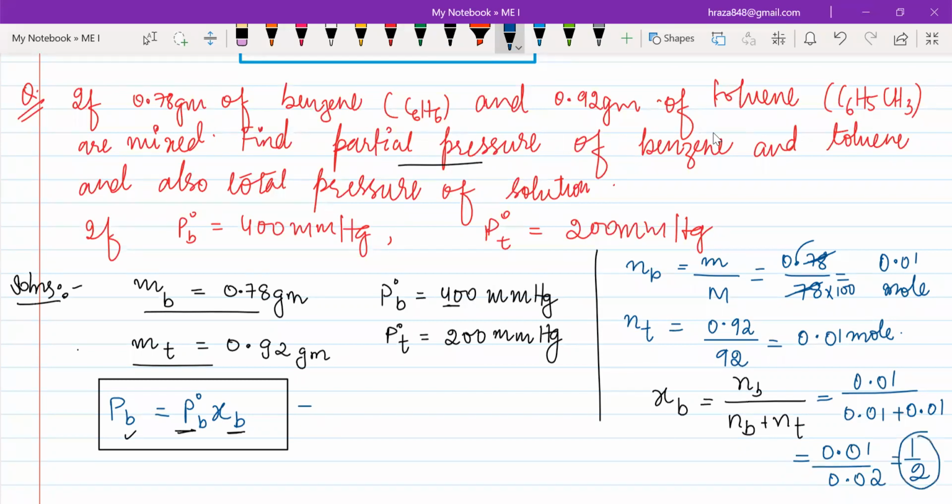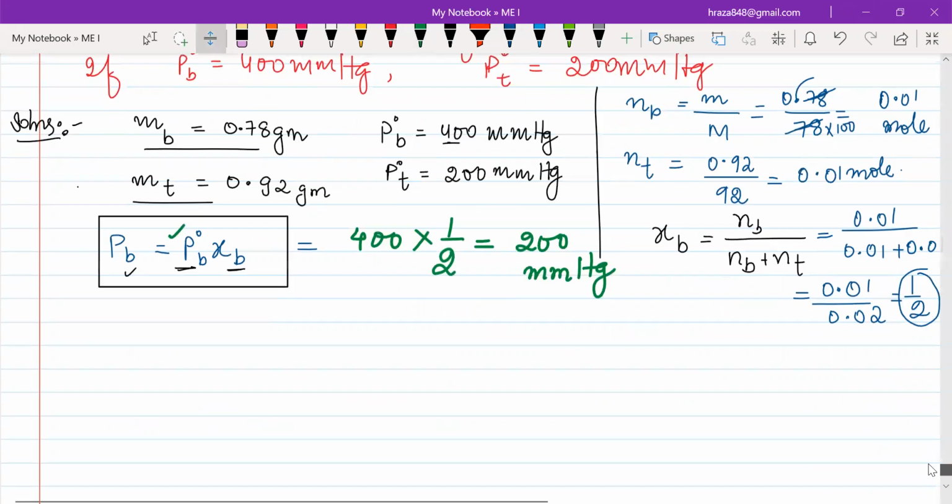Now we can easily put the value here. What is the pure vapor pressure of benzene? That is 400 mmHg. And what is the mole fraction of benzene? That we got 1 by 2. So the partial pressure of benzene will be equal to 200 mmHg. Is that clear? So this is the formula from Raoult's law.